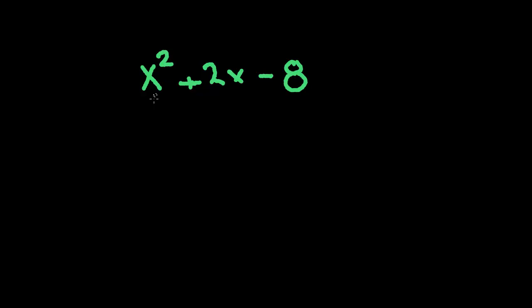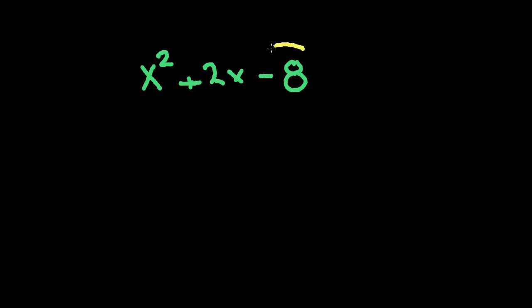quadratic. And I consider this to be simple factoring because the number in front of the x squared is just a 1. When there's no number there, it's assumed to be a 1. If there was a number other than a 1 here in front of the x squared, it would be more advanced factoring, and we'll address that in another video.